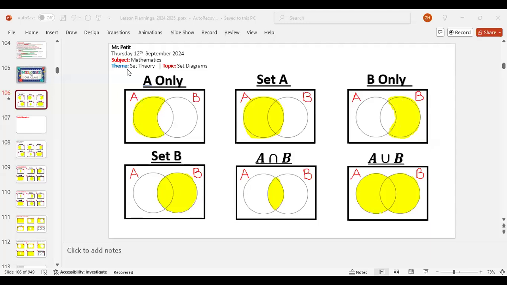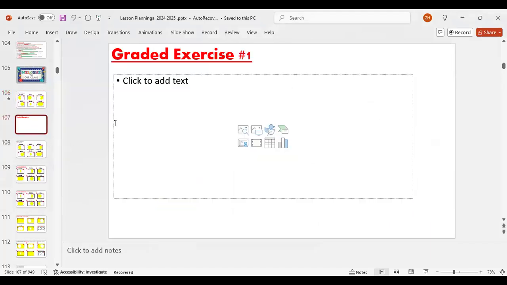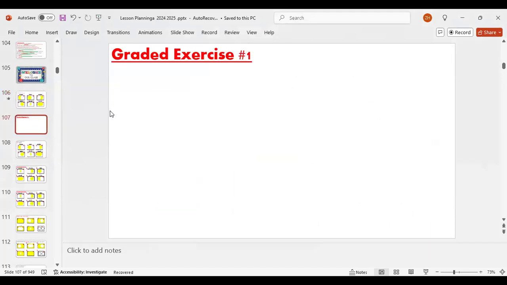So for the grade exercise, I'm going to give you the particular heading, and I want you to shade the correct part. Mr. Batik, you see the notes I sent you? No, I haven't seen it yet. I'll send them now. Okay, send them now for me, please.